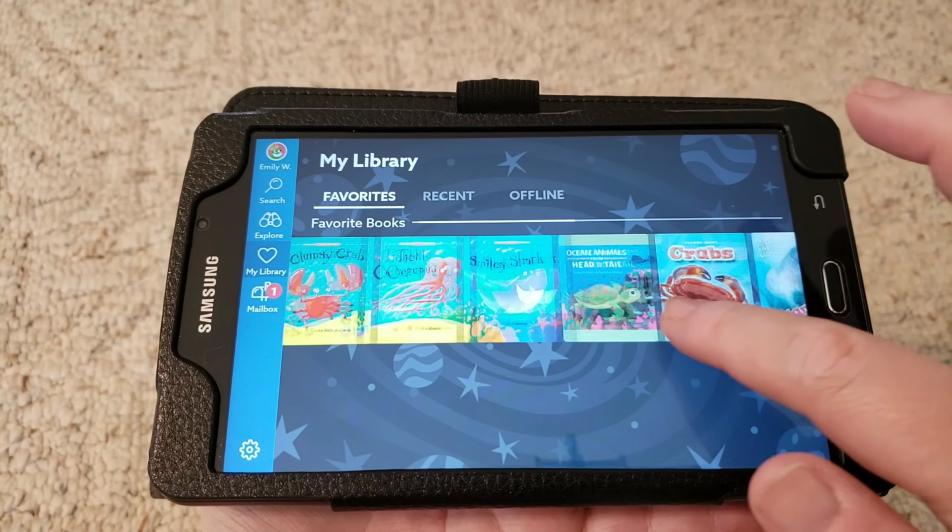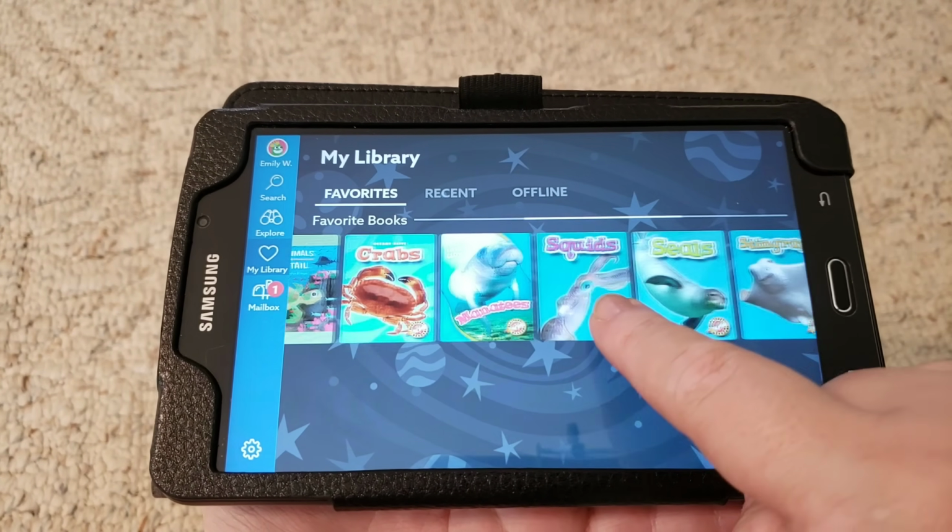All right, so here is her Epic library and some of the books that I added for her.